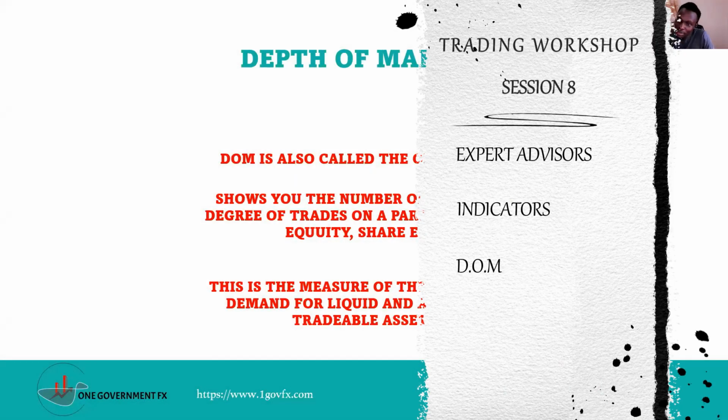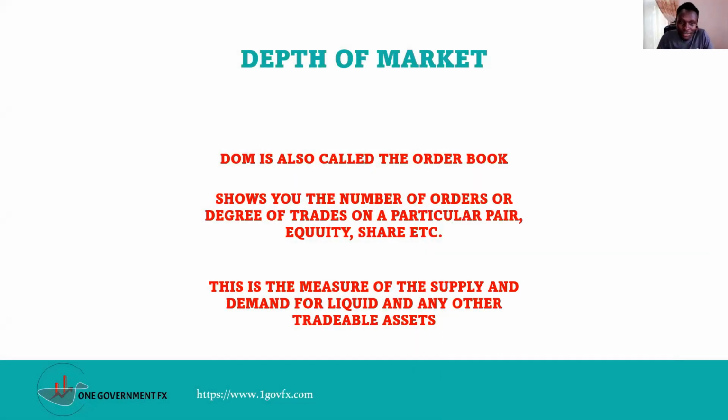Okay, so we already know that what generally moves the market is demand and supply. There's a lot of orders, people buying and selling. That's basically what moves the market. That is exactly what we're seeing in the order book, or the depth of the market. So we'll look at it as we go.